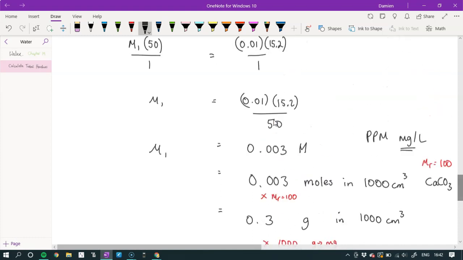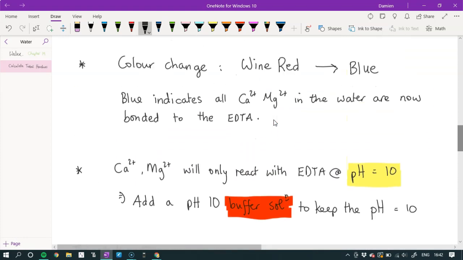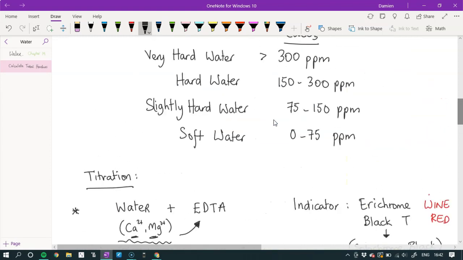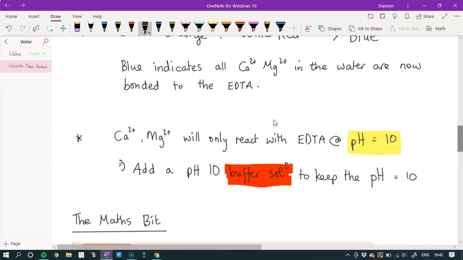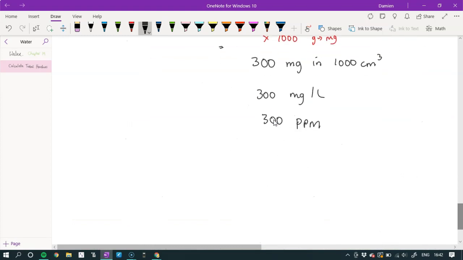And 300 parts per million would indicate, from everything we've done so far, that this is very hard water. So this is very hard water, and that there will be your total hardness. So that's the basics of the maths. Now what we'll do in the next video is have a look at some Leaving Cert questions just on this.